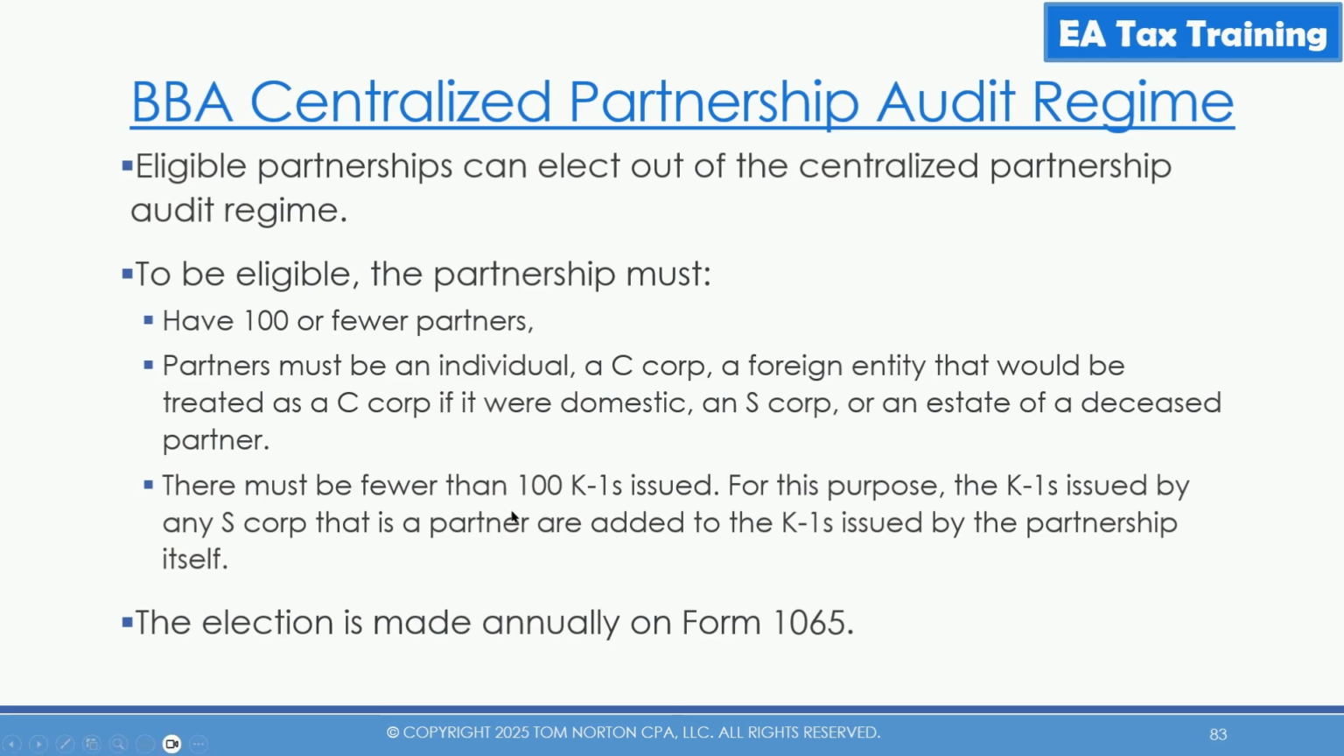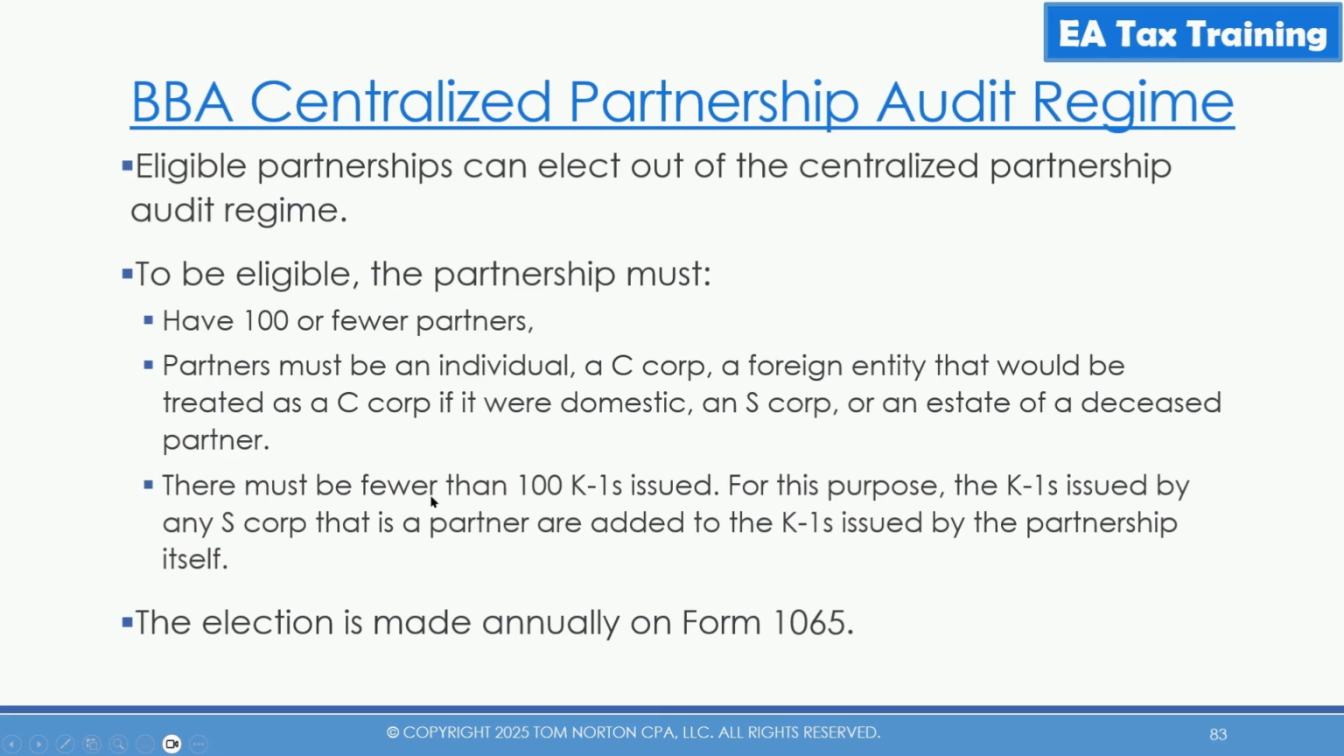Also, there must be fewer than 100 K1s issued. For this purpose, the K1s issued by any S Corp that is a partner are added to the K1s issued by the partnership itself. So maybe the partnership has 80 partners, so that's under 100, so they're good there. But let's say 20 of those partners are S Corps, and those 20 S Corps issue a total of 50 K1s. Well, now you've got 80 K1s from the partnership itself, plus 50 K1s going to the S Corp shareholders. That's 130. So now you're over this 100 K1 mark and you cannot elect out.